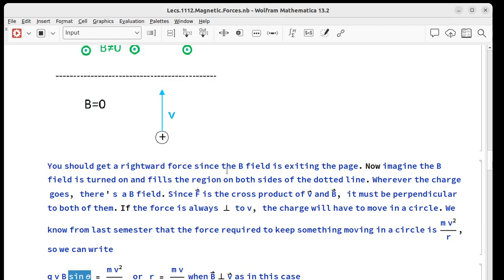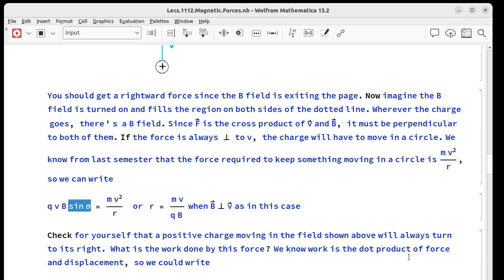We could ask what work is done by this force. We know that the work is a dot product of force and displacement, so we could say it's power times time. Power is force dot velocity. And our magnetic force is qv cross B. So we can write this as qv cross B, dotted into v again, multiplied by delta t.